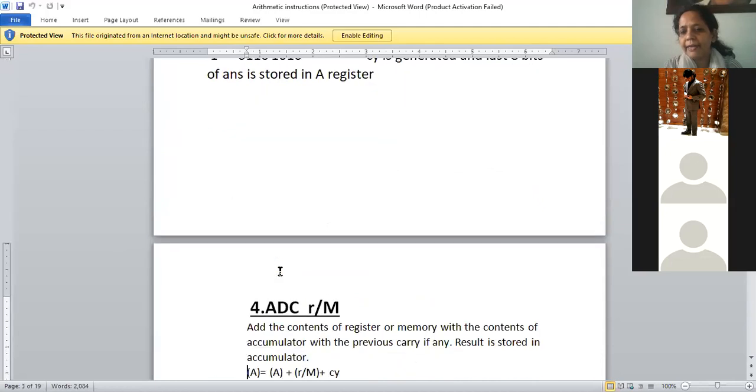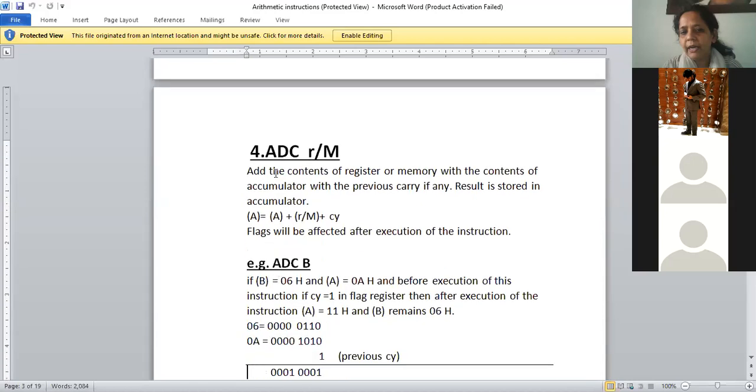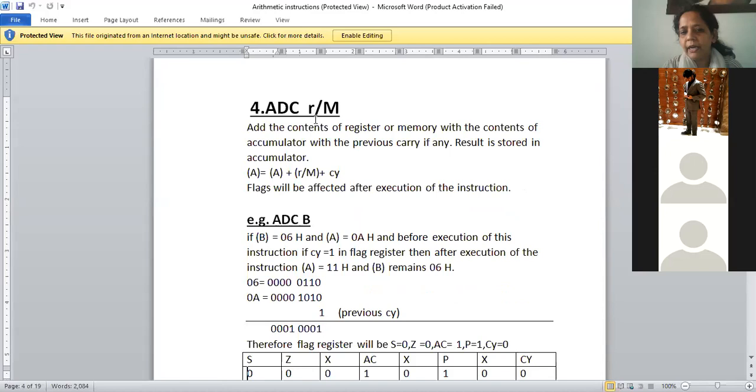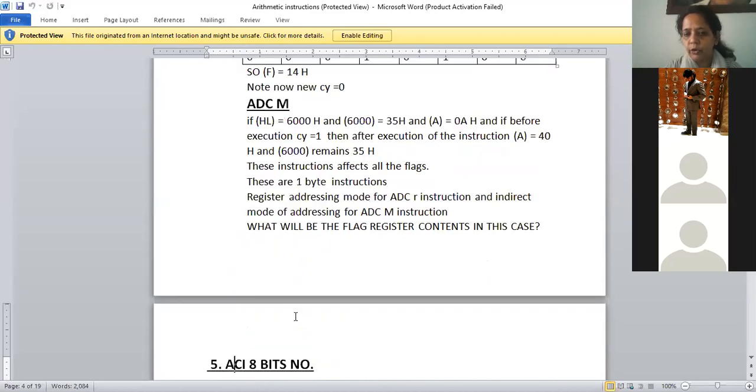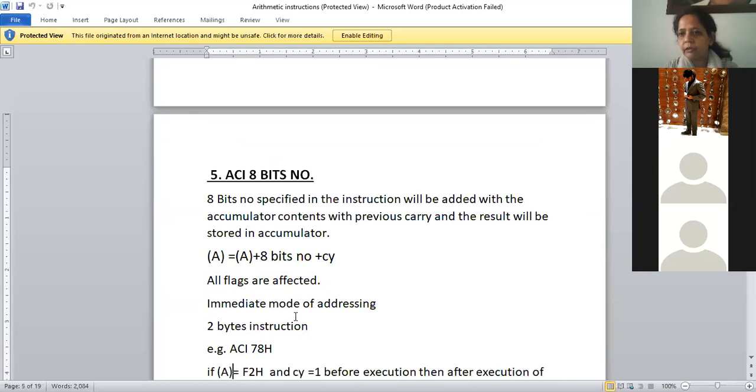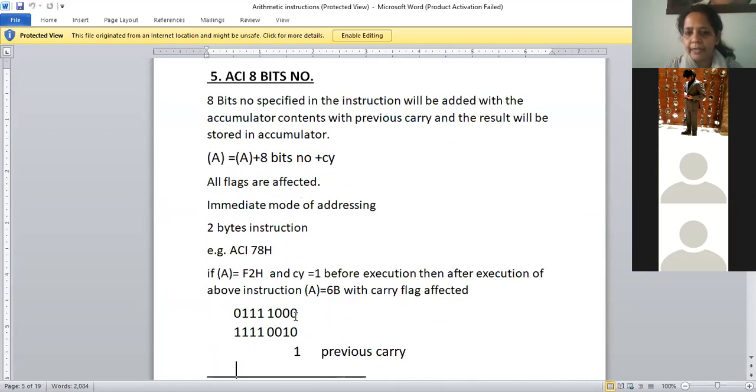Then you have ADC and ACI instructions. This is called add with carry, whatever the register contents or the memory contents. When you are adding numbers of more than 8 bits, for example a 16-bit number or a 24-bit number. With simple decimal numbers, how do you add? Units place you don't have a carry, but at tens place you have a carry. So when you are adding the tens place digits, you add it with the carry. Similarly, ADC and ACI instructions are used with carry whenever you want to add such numbers. They have a similar function to your ADD and ADI instructions.